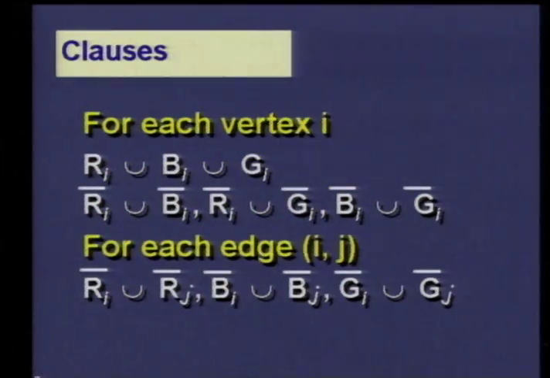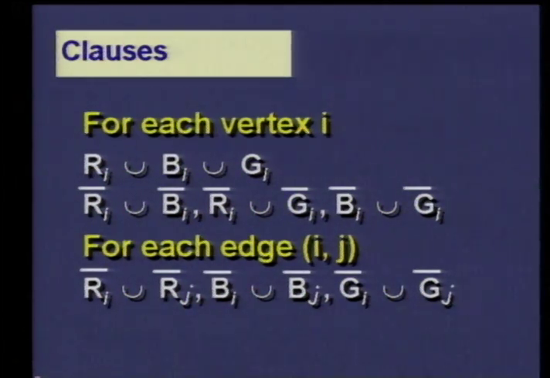Each of the conditions will be expressed as a clause. So first of all, for each vertex i, we write down the clause r sub i or b sub i or g sub i. That simply says that vertex i must receive some color. It's either red or blue or green.